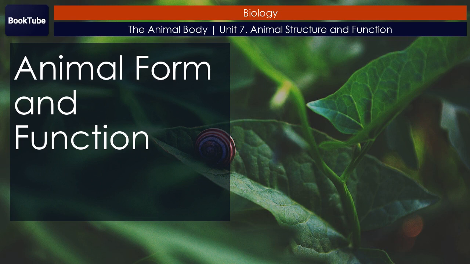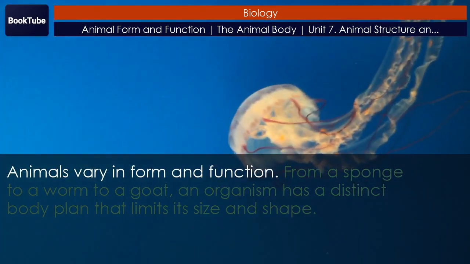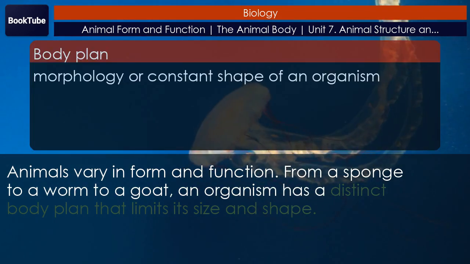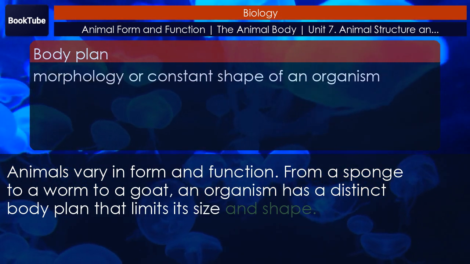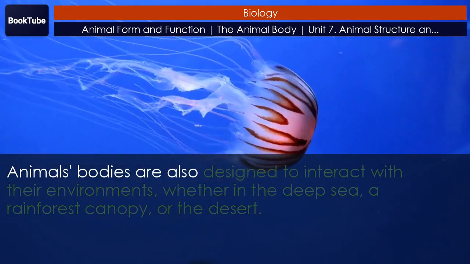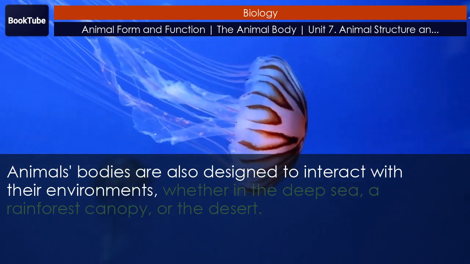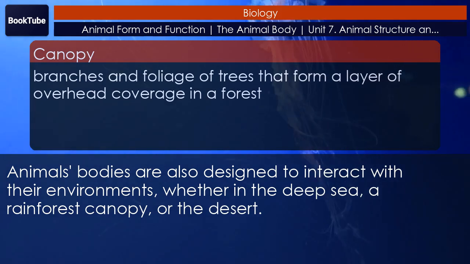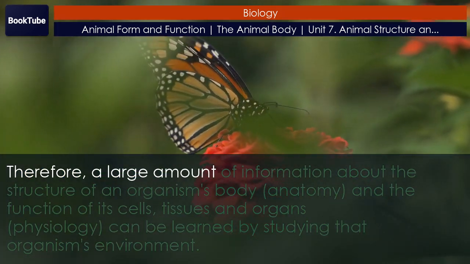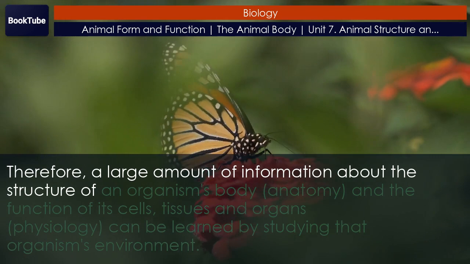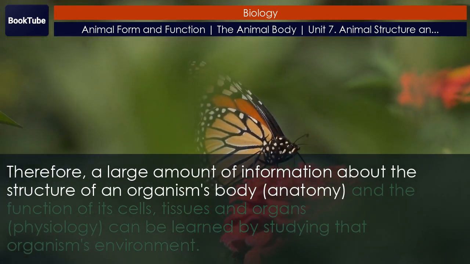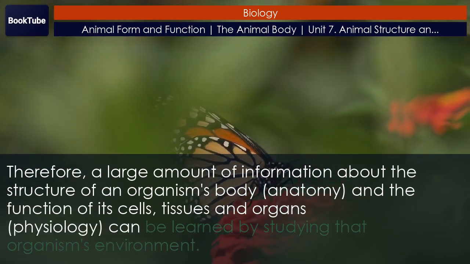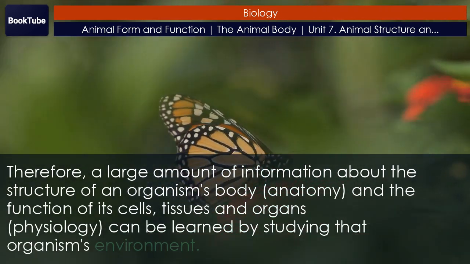Animal form and function. Animals vary in form and function. From a sponge to a worm to a goat, an organism has a distinct body plan that limits its size and shape. Animals' bodies are also designed to interact with their environments, whether in the deep sea, a rainforest canopy, or the desert. Therefore, a large amount of information about the structure of an organism's body, anatomy, and the function of its cells, tissues and organs, physiology, can be learned by studying that organism's environment.